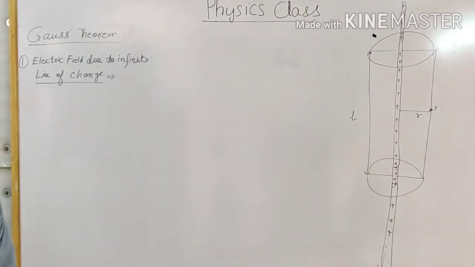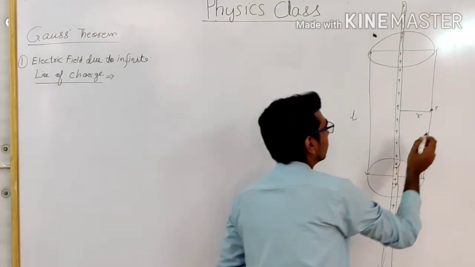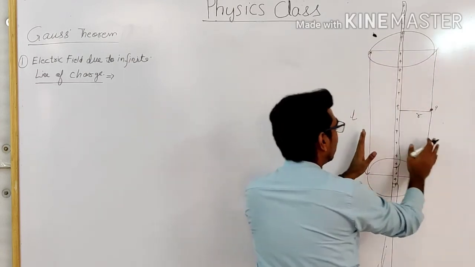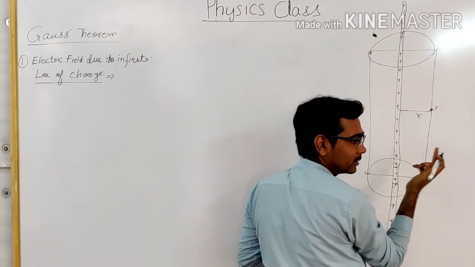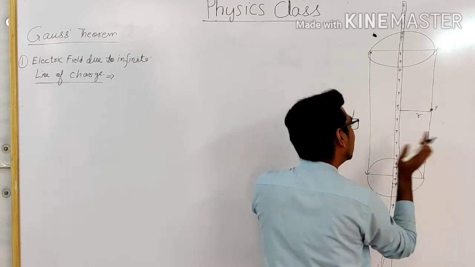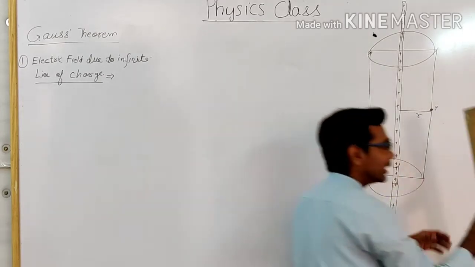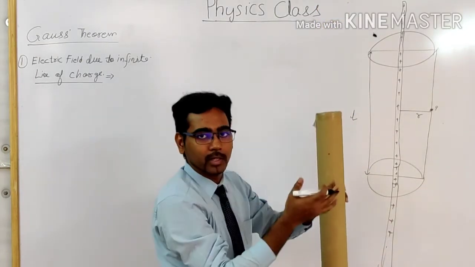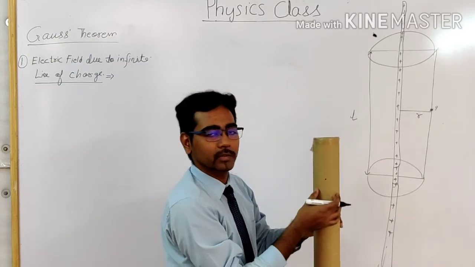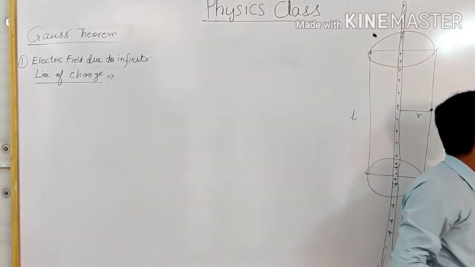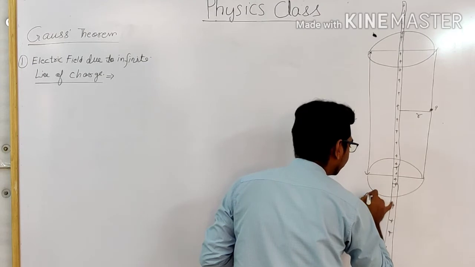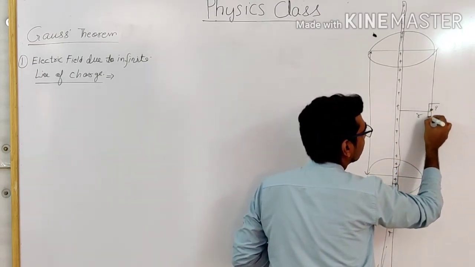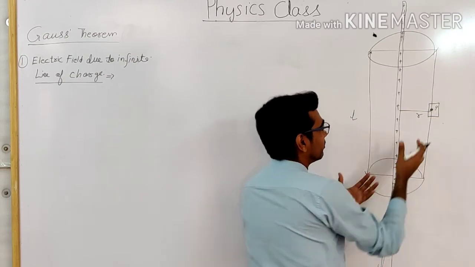Okay, let's apply the Gauss theorem. Let's surround this point with the total curved area. Got it? The total curved area. That means what I am talking about: a cylinder has a curved surface area, and the top and bottom surface area. So we are talking about this curved surface area. Let this curved surface area equal A.